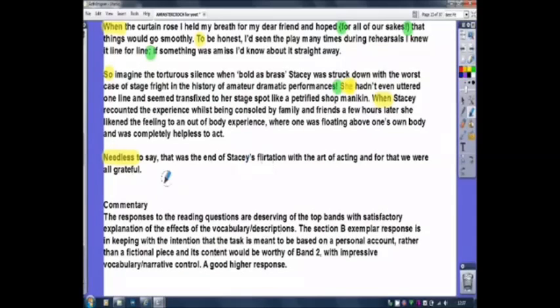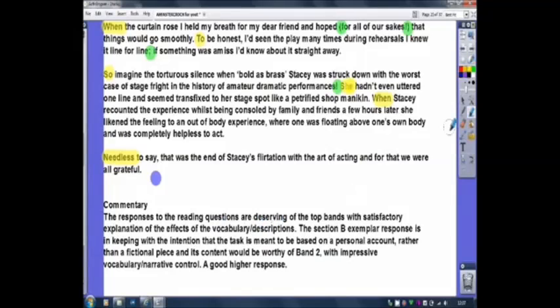If I go on to the next bit, that's the end of the piece. You'll see it's actually very short. A very short answer, but it's still going to get a very high grade. Well, let's have a look at what the examiner says in the commentary. "The responses to the reading questions are deserving of the top bands, with satisfactory explanation of the effects of the vocabulary descriptions."